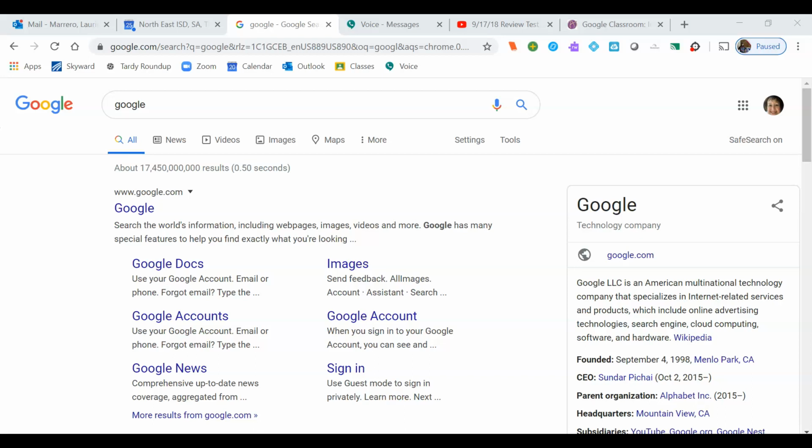All right, we're going to do a tutorial on how to get into Google Classroom and how to work it. You can do this from a desktop, computer, or your phone.